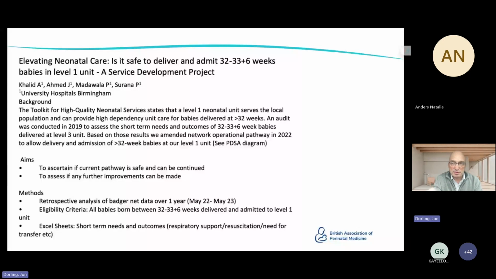I think this is the last abstract. This is a service development project this time. So we can see that they've got, again, a clear title that's not too long. They've got a good background explaining why it's important, and then clear aims and methods. They've used bullet points, which may help people to see more easily exactly what's going on in the abstract. So that's something to think about as well.